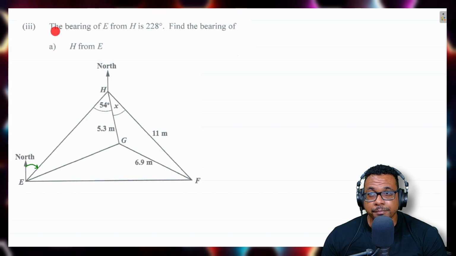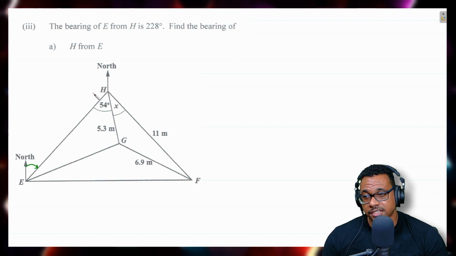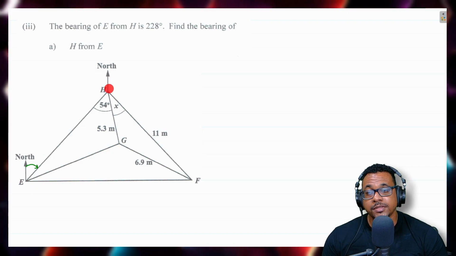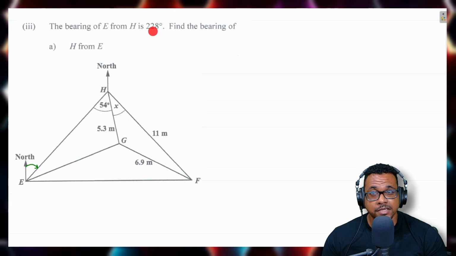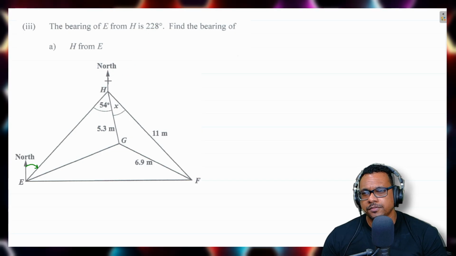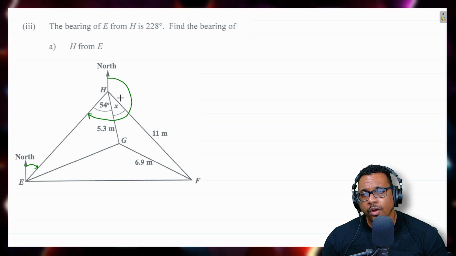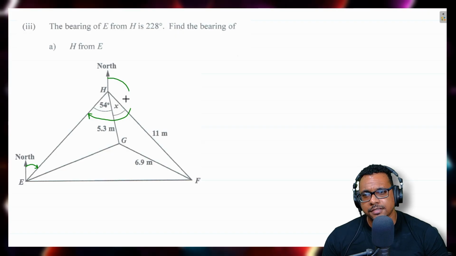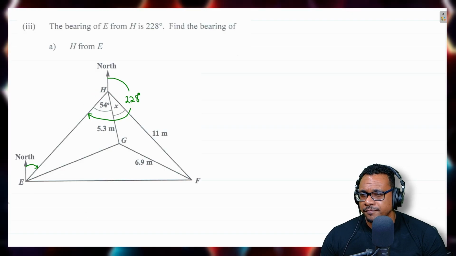Remember, we have here that the bearing of E from H is 228 degrees. So E from H. We have the north line on H, and we're taking the angle in a clockwise direction from this north line, and that angle has to be 228 degrees. So in a clockwise direction, we're going all the way around to touch here like that, and that whole angle has to be 228 degrees. Now let's just draw a separate diagram with this information.